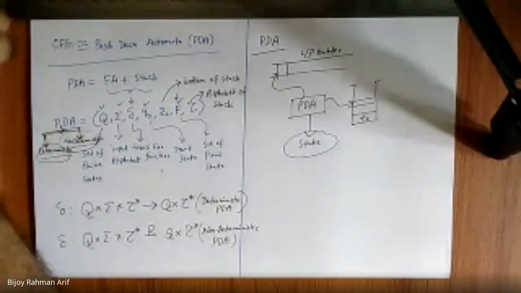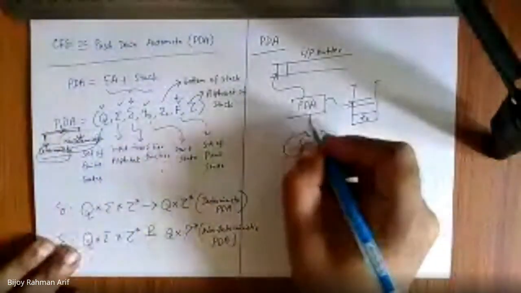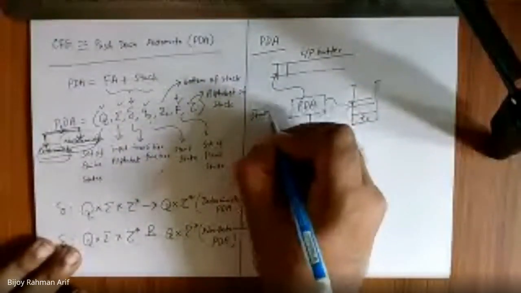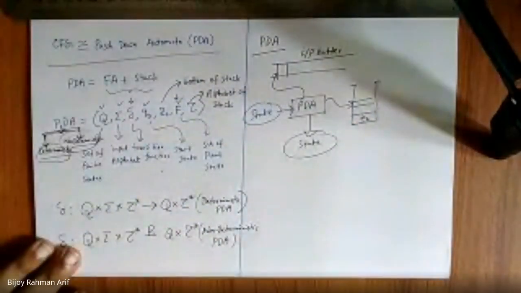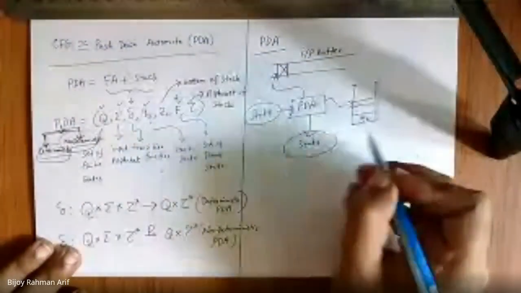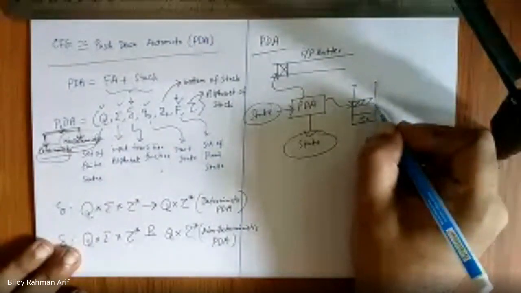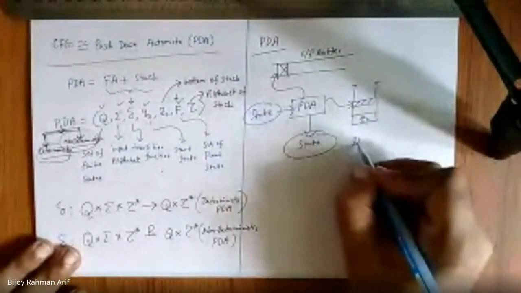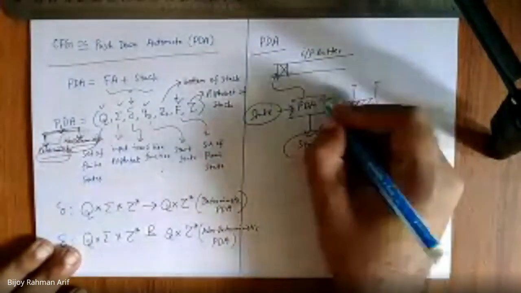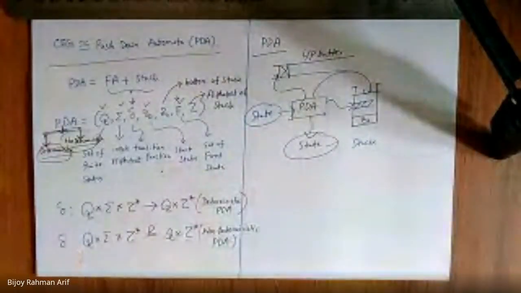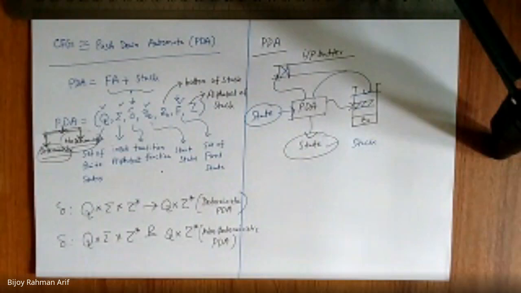It is in a state. It is going to read something from the input buffer, read something from the stack, then it is going to some state, and it might put something on the stack again. So this is the schematic diagram of push down automata. Do you have any query?